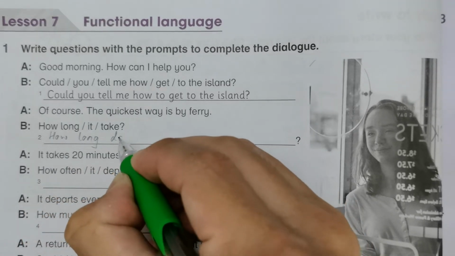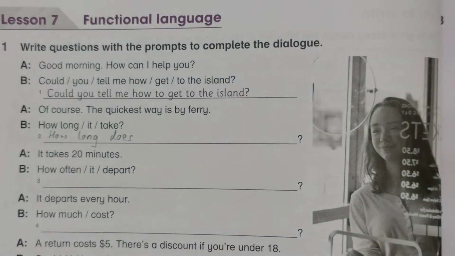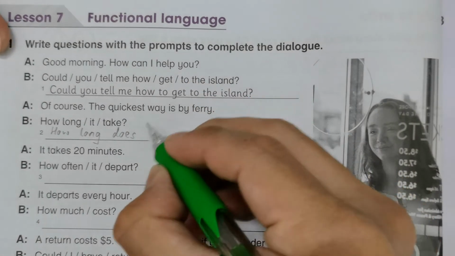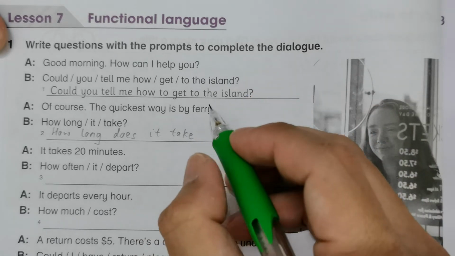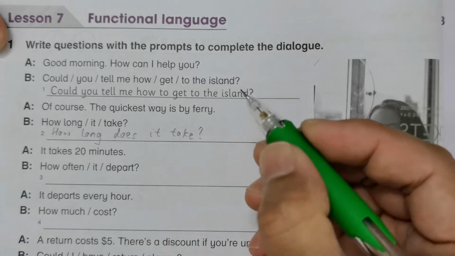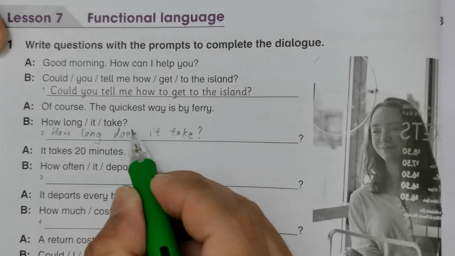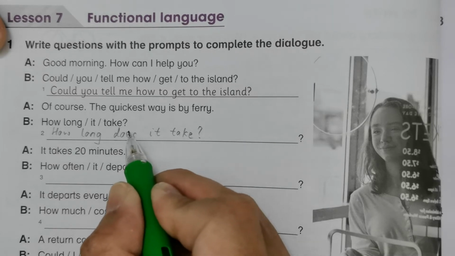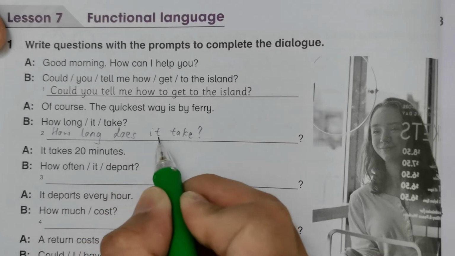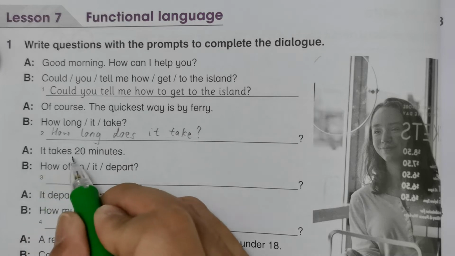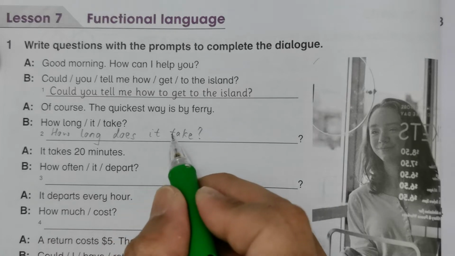So: how long does it take? Without s. And then we answer the question: it takes. So we add s here. Because this is already singular, we use "does" when asking questions. So: does it take? And then we answer: it takes, because it's singular, so we add s here. Maybe there is a confusion here.